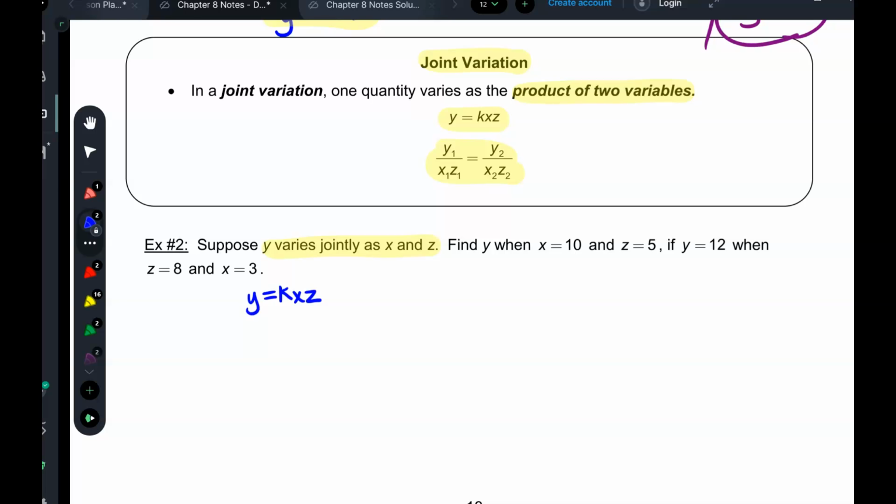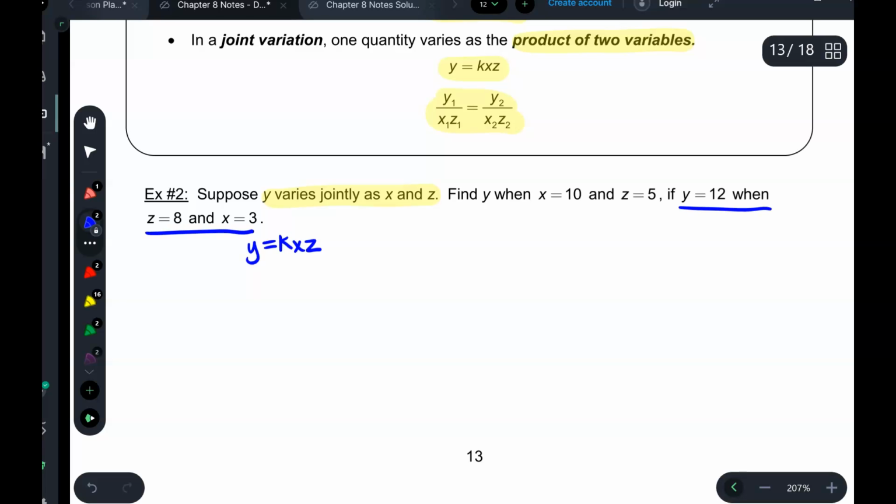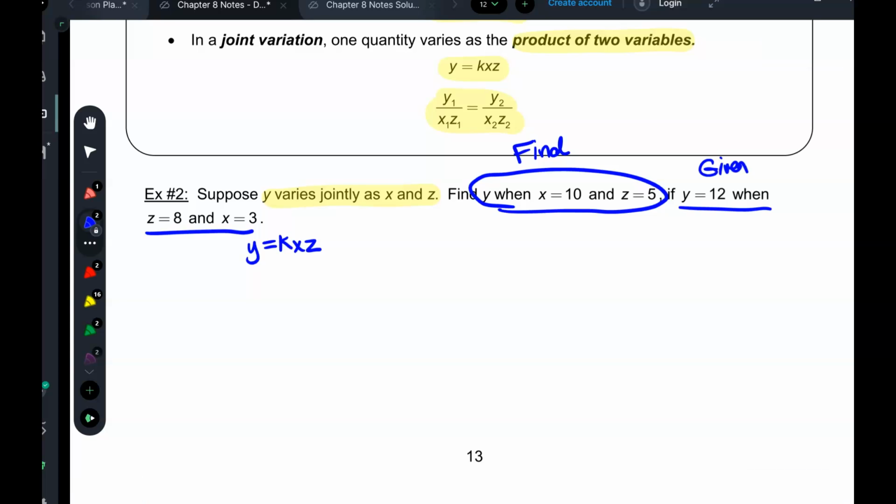Wait, but Ms. Vincent, what is the x and the z? Isn't there only 2 variables? Okay, so look, this sentence is phrased opposite from the last example. This one's saying, find y when x equals 10 and z equals 5, if y equals 12 when x is 3 and z is 8. So this is the given information. This is what we want to find. It's kind of phrased backwards from the previous one.